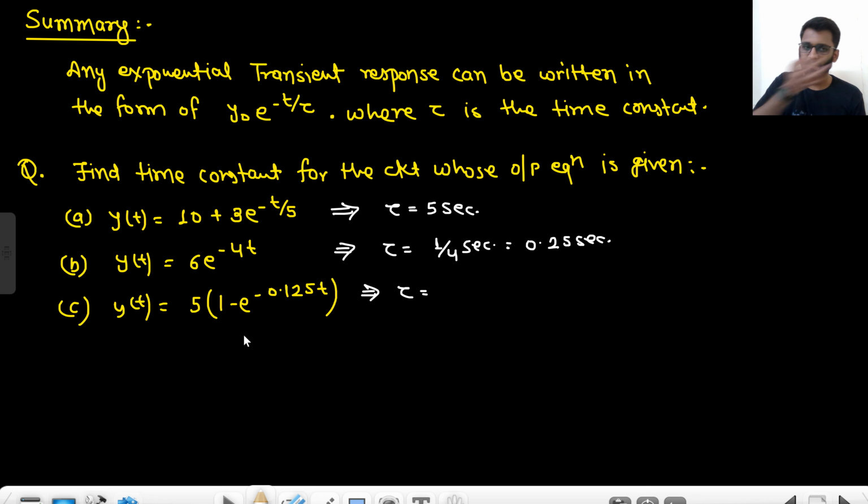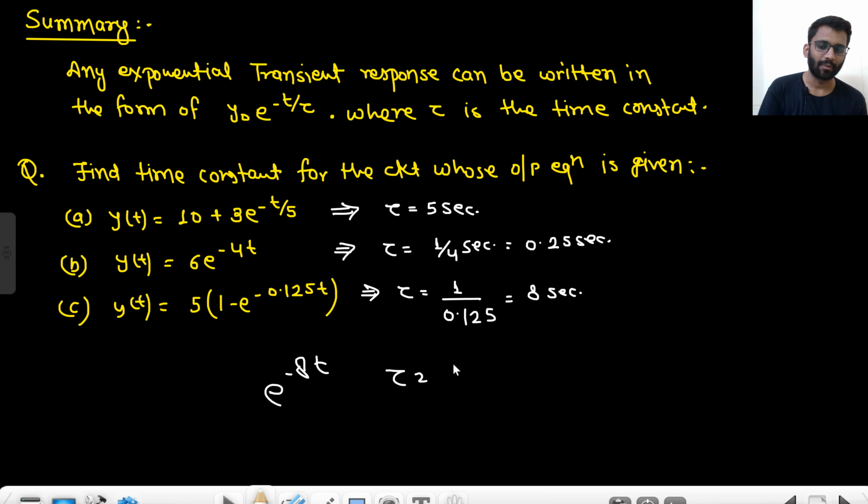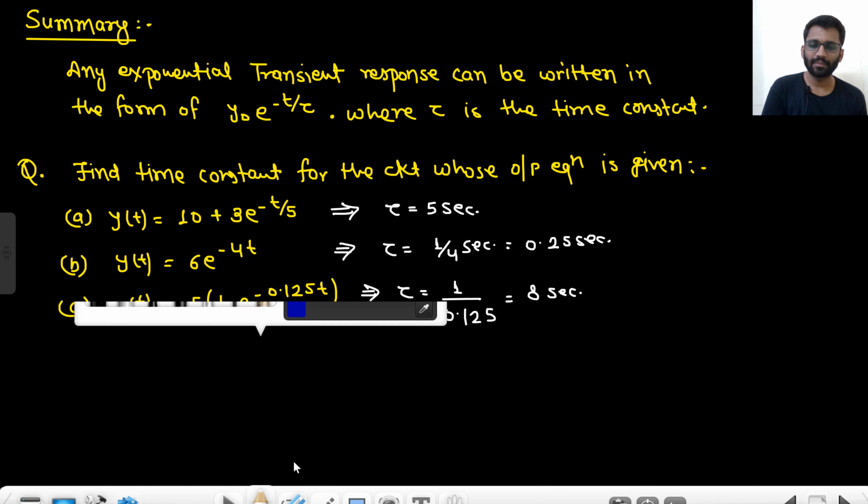Forget about the DC part or steady state part. Only this e to the power minus t upon tau. So 1 upon 0.125 means 8 seconds. Are you understanding this point? Let's just assume it is written minus 8t. So what will be the time constant? 1 by 8, not 8. 8 is not the final answer, 1 by 8 is the final answer. It is t upon tau, so the lower one, 1 by 8. I hope you are getting the point. Now let's put one more question.